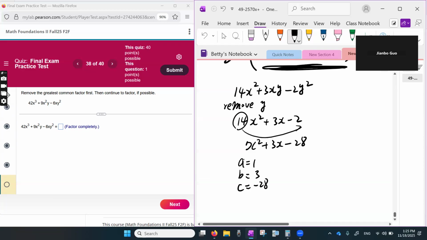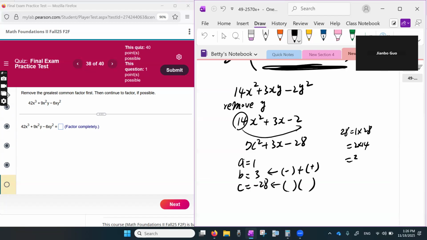We're looking for two numbers that multiply to negative 28 and add up to 3. So we're going to have a positive and a negative, right? Which two numbers? 28 is 1 times 28, 2 times 14. 3 doesn't work. 4 times 7, yeah, 4 times 7. So it's going to be positive 7, negative 4. Okay, so this can be factored as x minus 4, x plus 7.